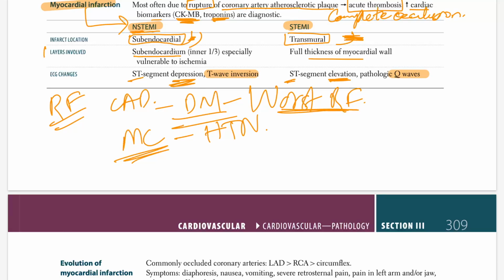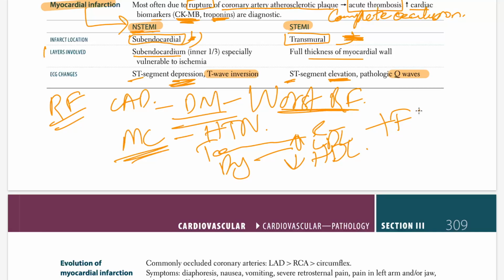And other risk factors could be tobacco smoking, dyslipidemias, in which case we have increase in LDL and decrease in HDL. And positive family history is also important. In which case we're looking at family history in the primary relatives, for example, parents, siblings with coronary artery disease.